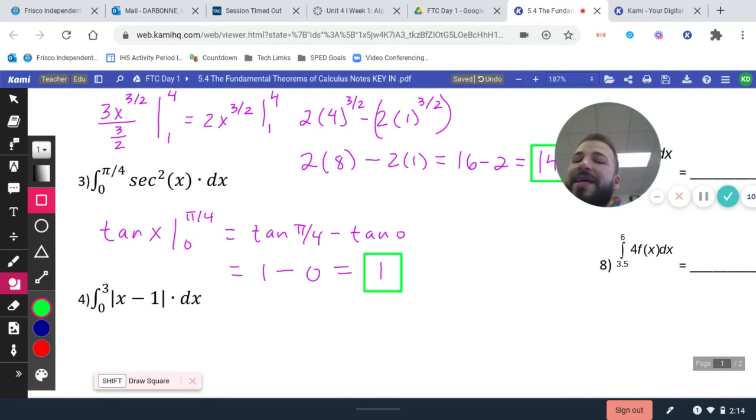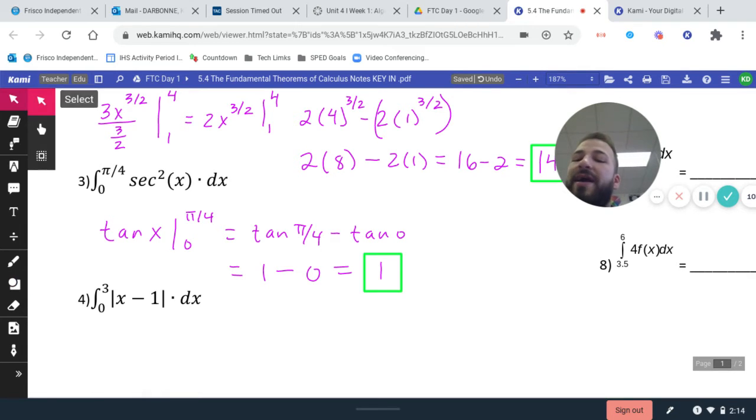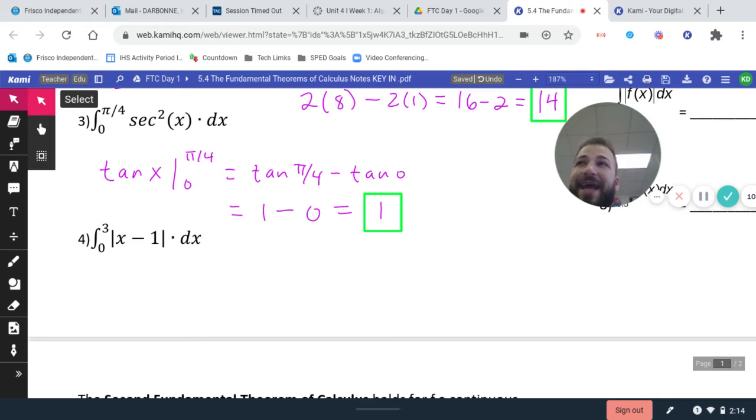Okay, and last but not least, we have the integral from 0 to 3 of the absolute value of x minus 1 dx. Remember, those straight lines mean absolute value versus traditional parentheses. So you might be thinking right now, oh, that's just x squared over 2 minus x, and then you evaluate. Well, what about those absolute value signs? We actually don't have an integration or a derivative rule for absolute value signs. We've never dealt with them before.